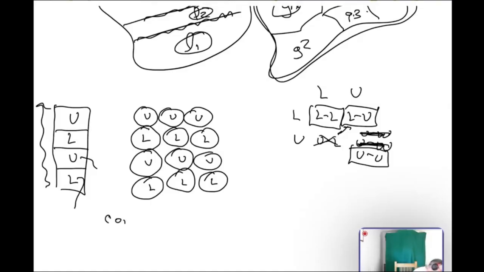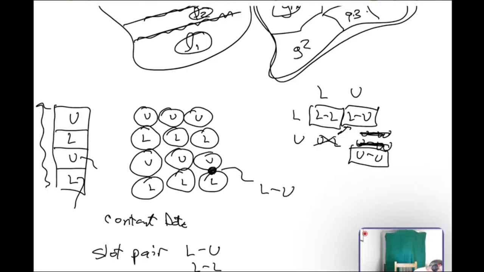Let's make a slot. So here's contact data. And we're going to make a slot, and I'm going to call it the pair. Pair means 2 things. And then we're going to put the words LU, LL, or UU. So this contact right there, in its slot, is going to say LU. And this contact here, in its slot, is going to say LL. And this guy, here's all the possibilities, is going to say UU. You with me?